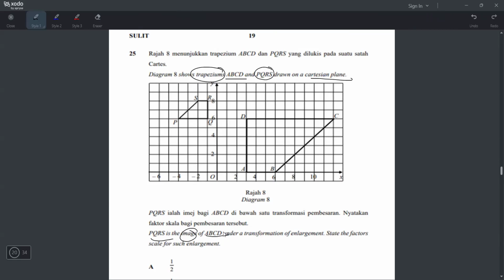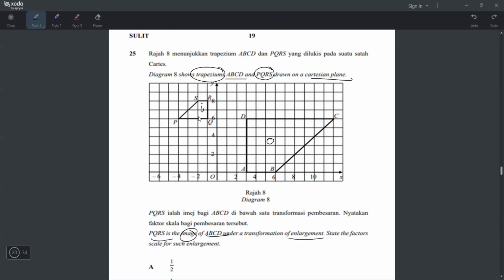PQRS is the image of ABCD. Okay, straight away go to PQRS, label image. The other one is the object, right? This step is very important. Okay, now we already know which is the object and which is the image. Now they say under transformation enlargement. So yes, because the size changed already. So obviously it is confirmed enlargement. State the scale factor for this enlargement. So they want to find the scale factor.